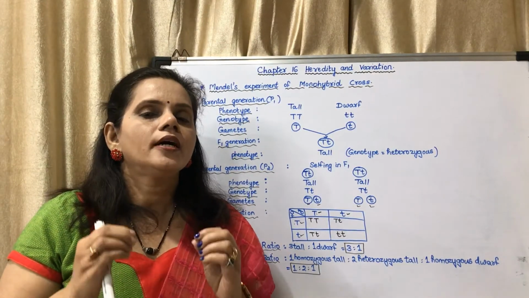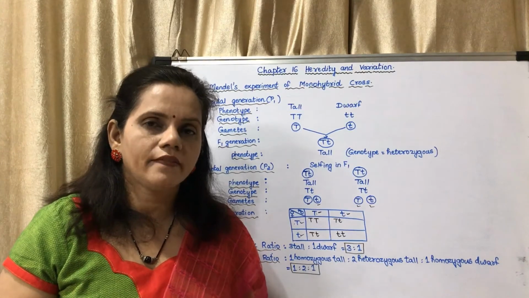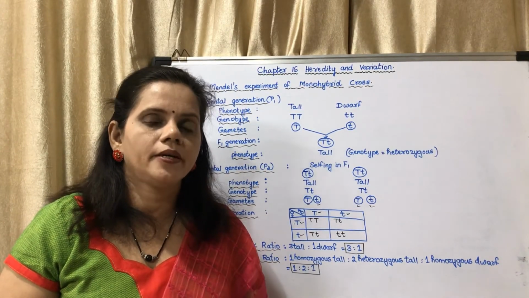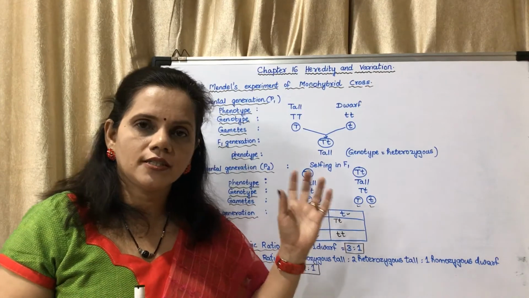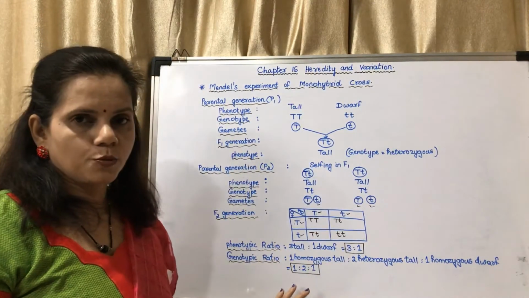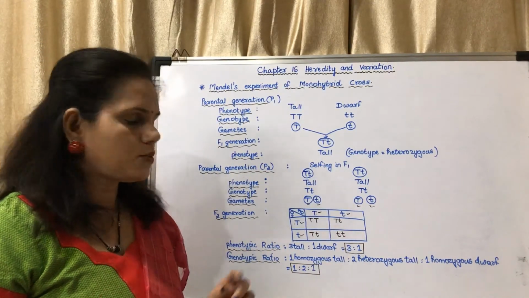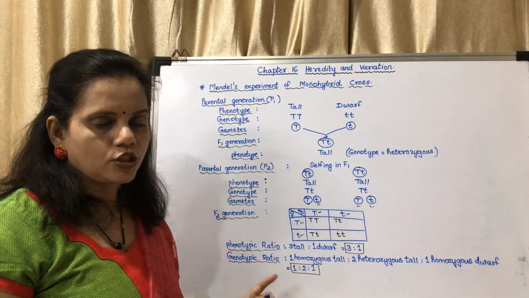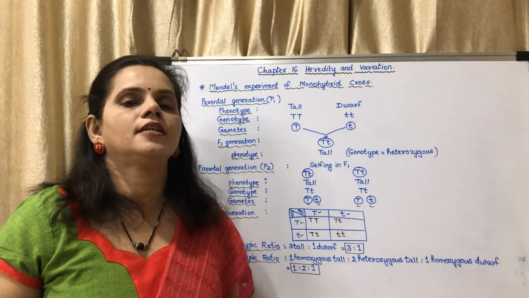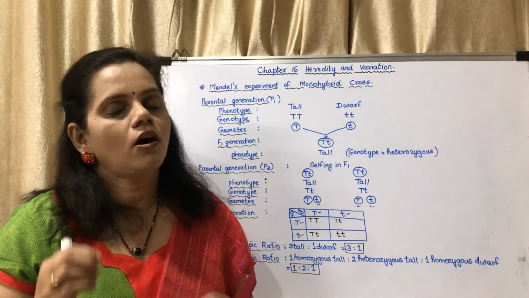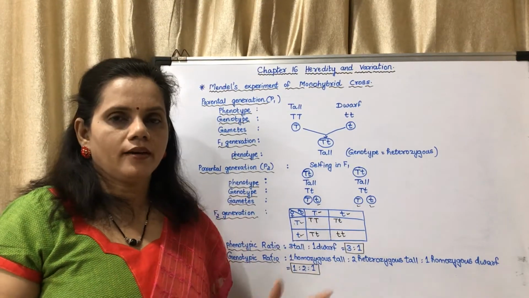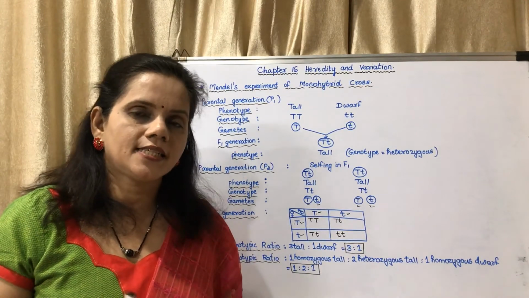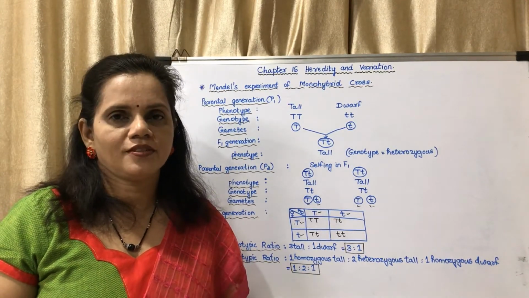So in monohybrid cross, if you have a question to explain monohybrid cross, you have to draw this chart, minimum this much. In your textbook, they haven't written the phenotypic ratio and genotypic ratio, but it is necessary to write either in the chart or in your answer. Hope you have understood. Now we will see the next, that is dihybrid ratio.